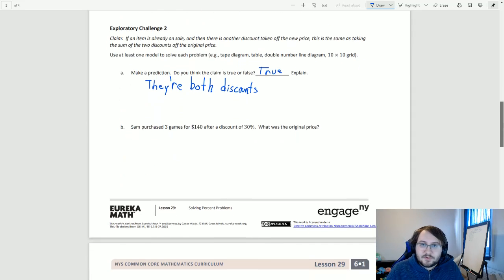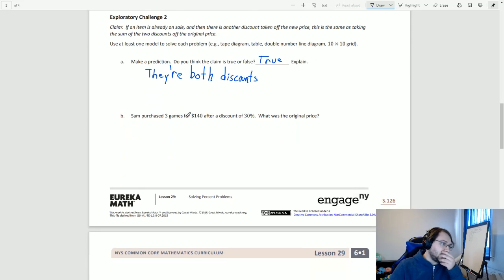If I want to go about proving it, well, first I'm going to look at Part B. Part B over here is that Sam purchased 3 games for $140 after a discount of 30%. It's asking us to find our original price. Well, our original price, that's going to be our whole. And our 140 is going to be our part. So we're trying to find our whole here.